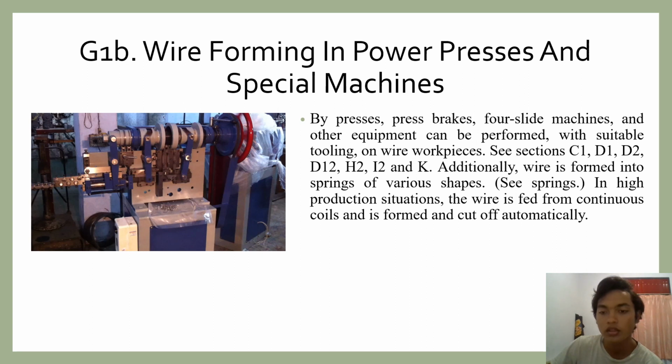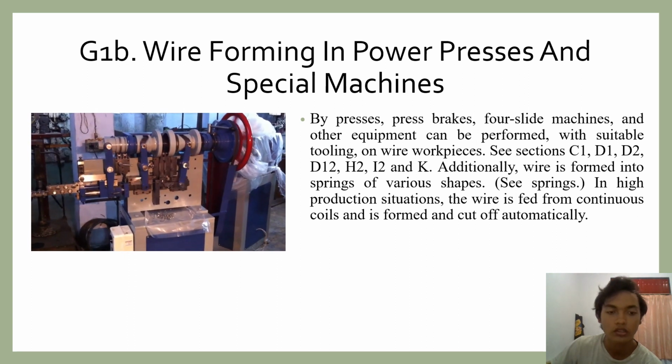For C-spring in high production situations, the wire is fed from a continuous coil and is formed and cut off automatically. Example.